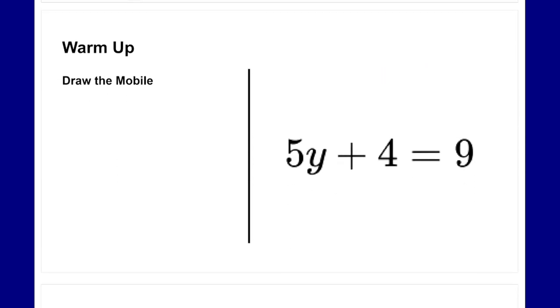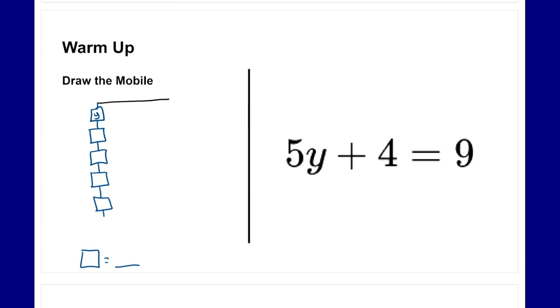Last example, 5y plus 4 equals 9. So if I want to draw this to mobiles, I have 5 unknowns, so I'll do boxes again. This one isn't the nicest to draw out, but 1, 2, 3, 4, 5, 6, or one too many. So 5 boxes, which will act as my unknown, or my y's.